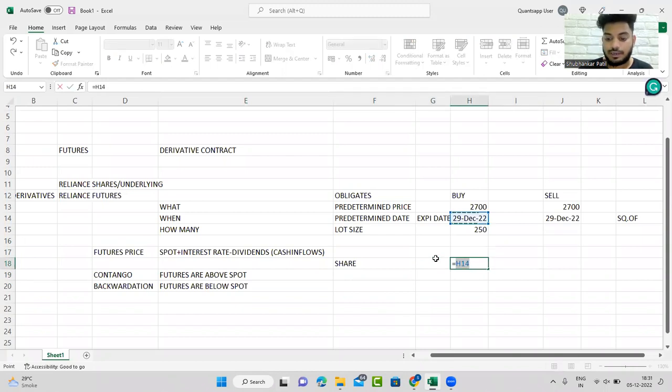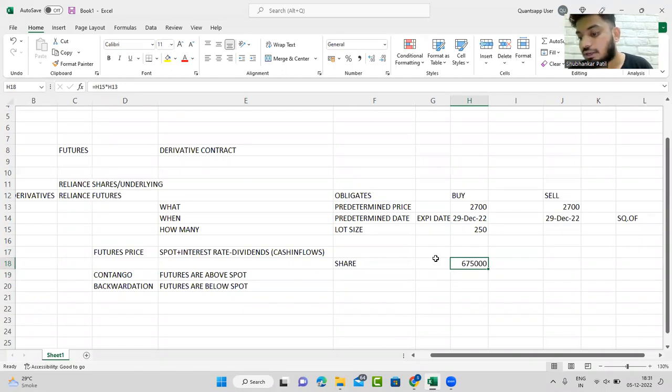How much money would you require? You would require roughly around 6,75,000 if you want to buy 250 shares of Reliance. That is roughly the amount you might require to buy 250 shares of Reliance.